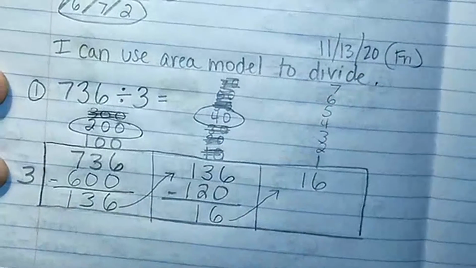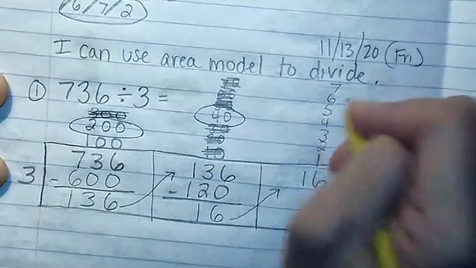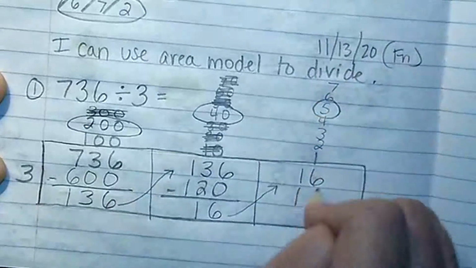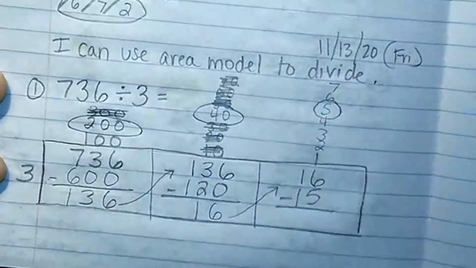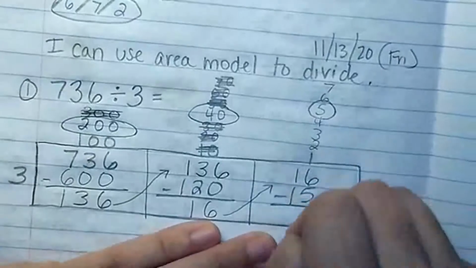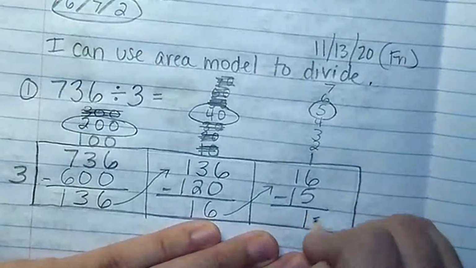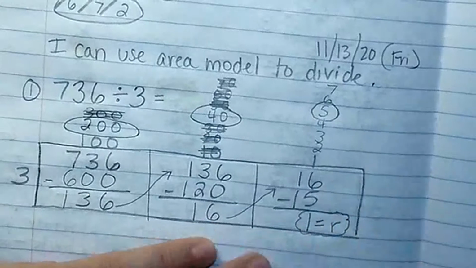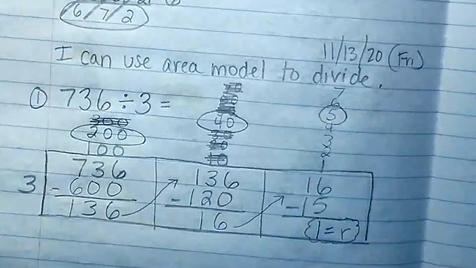If you've been doing your extra math every day, I bet you know. That's right, it's 5. 5 times 3 equals 15. And I'm going to subtract. I have 1 left over, but nowhere to move it, so this 1 is my remainder. So I need to remember that 1. I'm going to need it after I'm done checking.